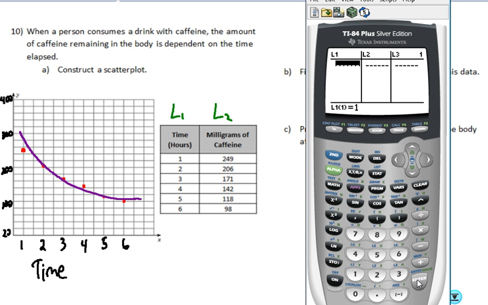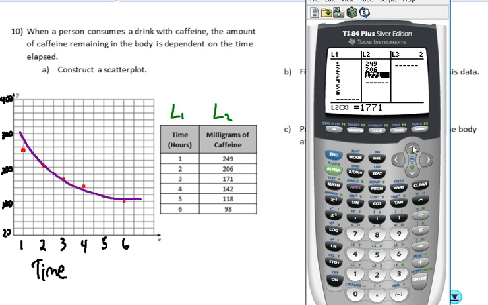So I'm going to say 1, 2, 3, 4, 5, and 6. And then for L2, I'm going to type in the amount of milligrams of caffeine, 249, 206. So I'm pretty much just taking the table they gave me and recreating that table in the calculator. If you make a mistake on this, you see that I did.